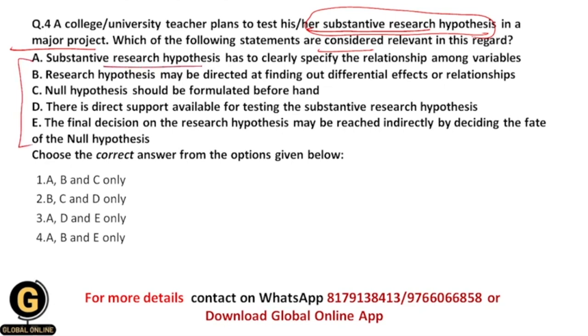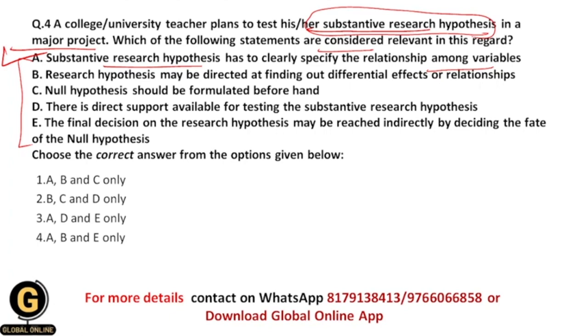Substantive research hypothesis has to clearly specify the relationship among variables. Whenever we formulate the substantive research hypothesis, it should clearly specify the relationship among the variables under study. This statement is correct, because whenever we know the exact relationship among the variables, our research hypothesis will be clearer, and it will help us to specifically test it.